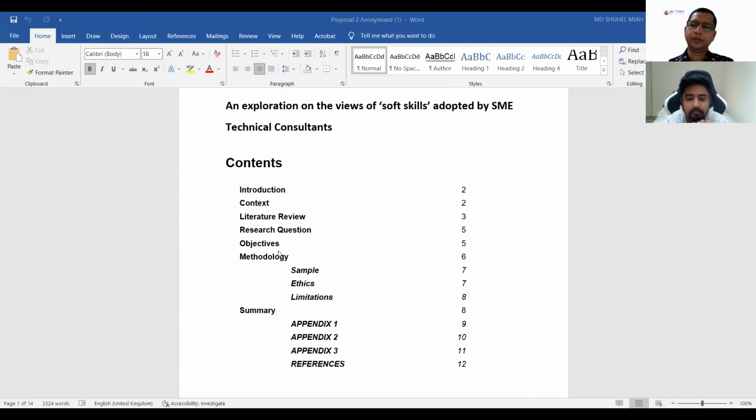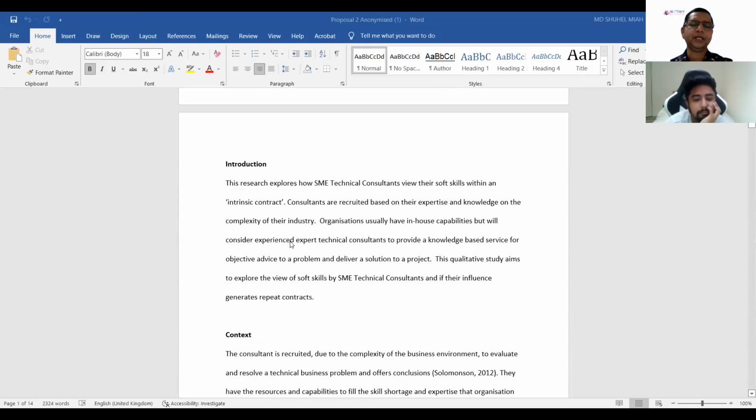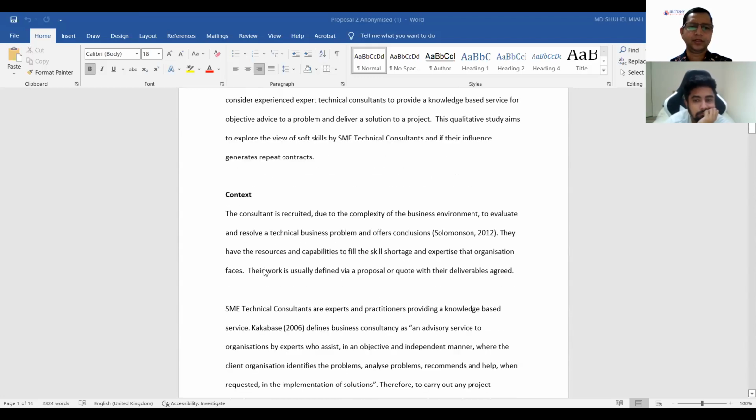You also notice the relationship or link between the objectives and questions, right? And then you will write about the methodology. Tomorrow, at the same time, I will take the session on research method. So basically, today you have learned about the introduction, context part, research questions and research objectives. The method part we'll discuss tomorrow.